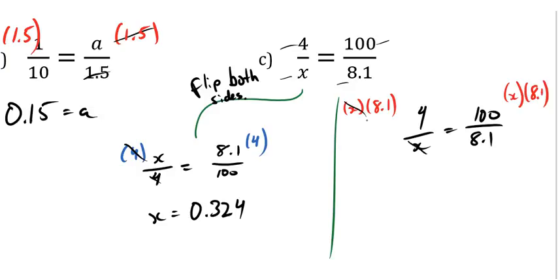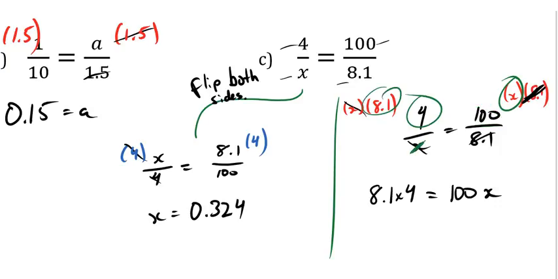This x on bottom gets rid of that guy. This 8.1 on the bottom gets rid of that guy. And I'm left with 8.1 times 4 equals 100 times x. So then all the bottoms are gone, and I'm left with just whatever's left on top. Like I scratched this out, so I'm left with just the 100 and the x. And I scratched this out, so I'm left with just the 8.1 and the 4.